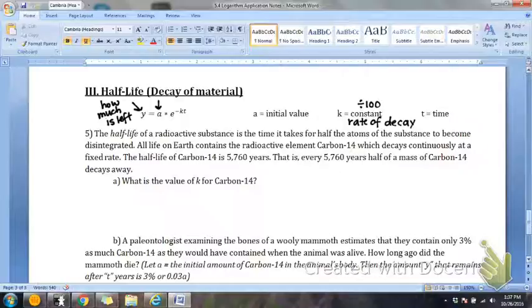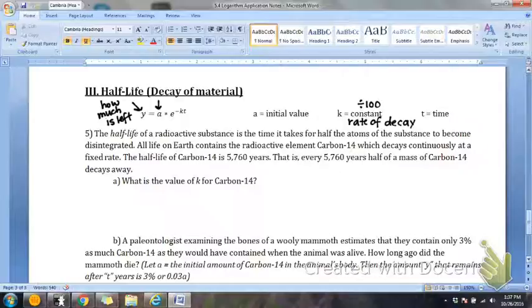Okay, it says the half-life of a radioactive substance is the time it takes for half of the atoms of the substance to become disintegrated. Okay, so after something is already, quote, dead, how long does it take for half of it to be disintegrated?